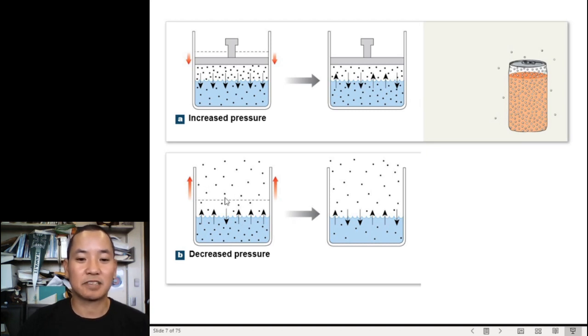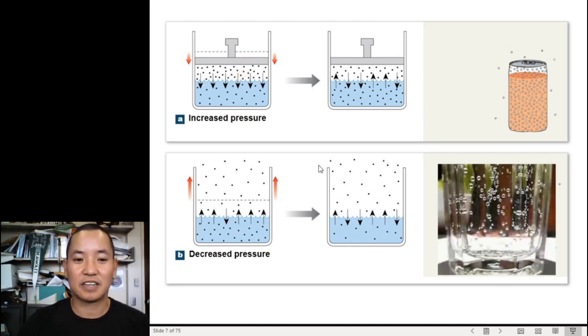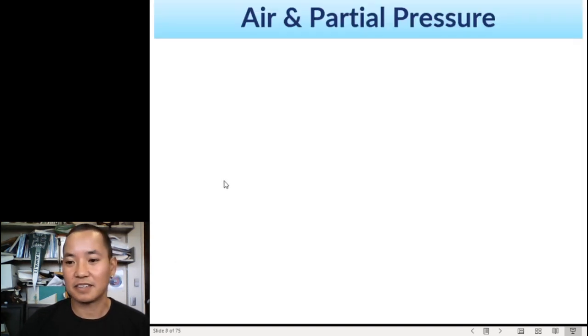So again, remember, pressure moves from high pressure to low pressure. So that's why you get all this fizzing, right? Because now you got rid of the decreased volume. You're all of a sudden increasing the volume, decreasing the pressure, allowing that pressure to be released, and this is why you see the fizzing when you open a carbonated drink.